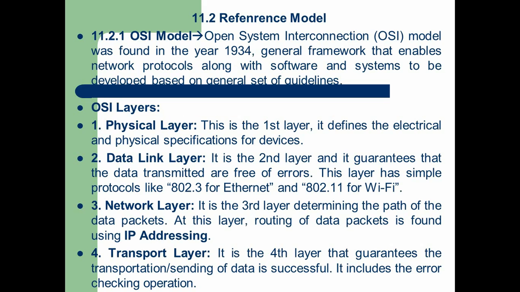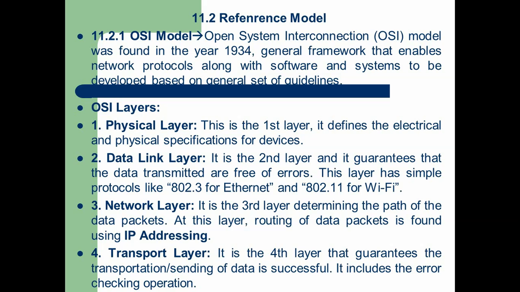There are different models used for network protocols and software computer communications. The OSI model, Open System Interconnection model, was founded in the year 1934, generally a framework that enables network protocols along with software and systems to be developed based on a general set of guidelines given in this model. So this model is a universal model used for networking, computers, as well as mobiles.